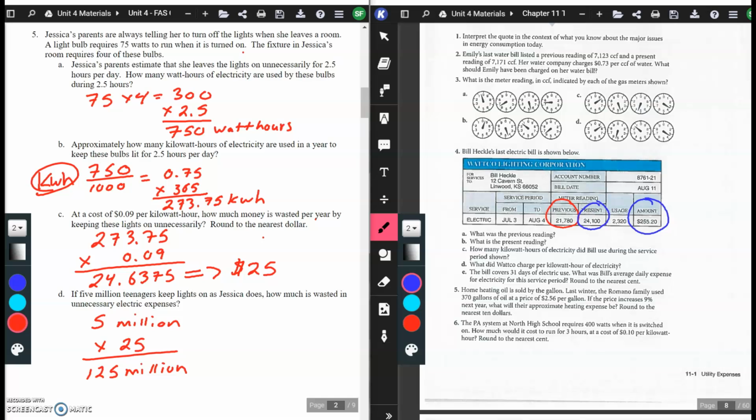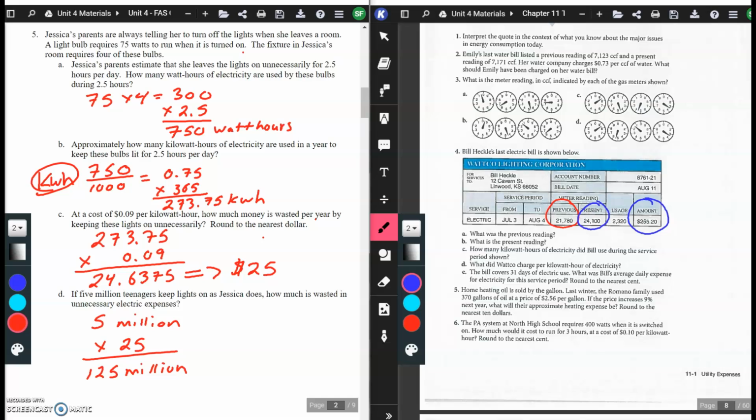At a cost of 9 cents per kilowatt hour, how much money is wasted per year by keeping these lights on unnecessarily? So you take your 273.75 times 9 cents, which gives you 24.6375. And the electricity company will round up, so we're rounding up to the nearest dollar. So that 0.6 rounds the 24 to a 25. So $25 to keep those light bulbs on unnecessarily.